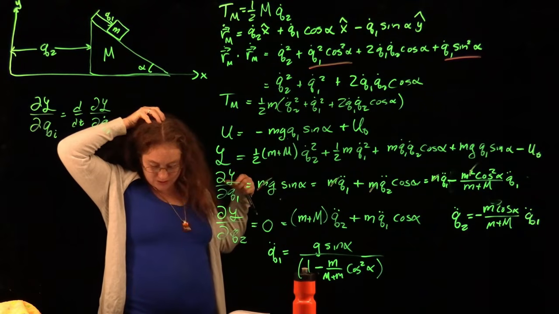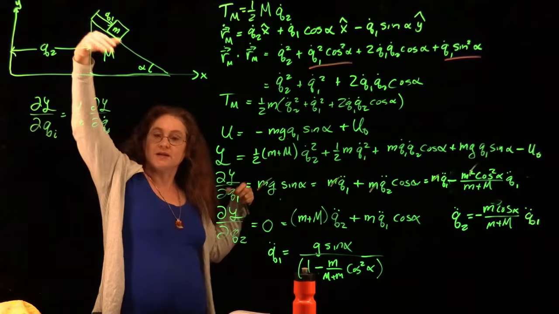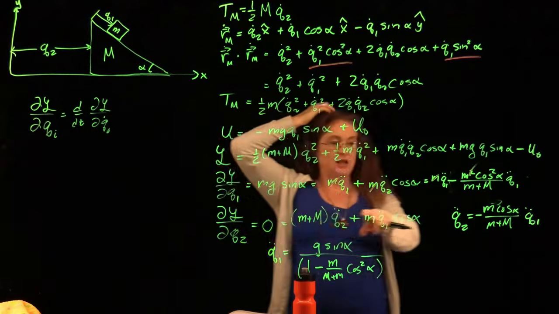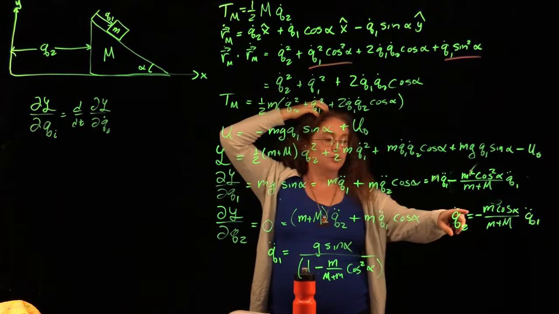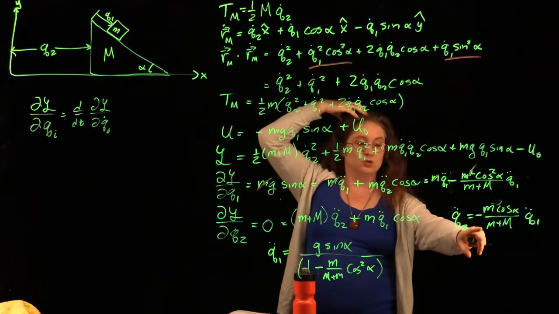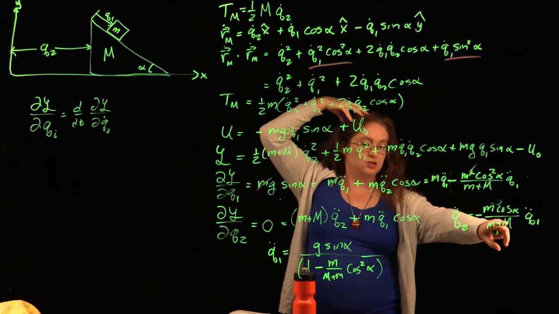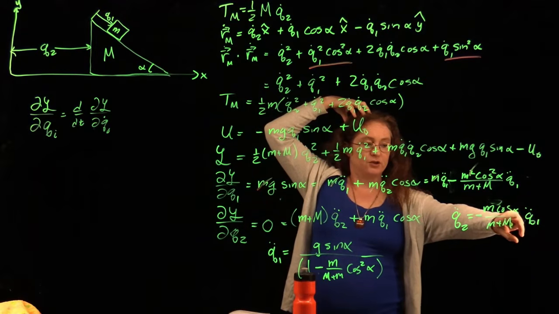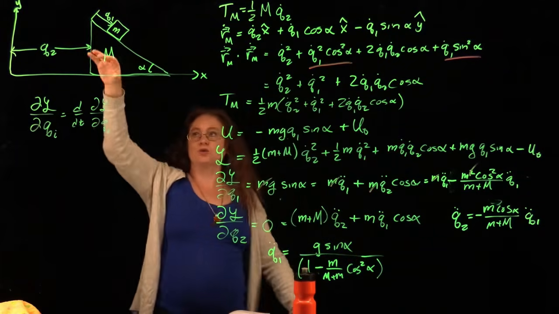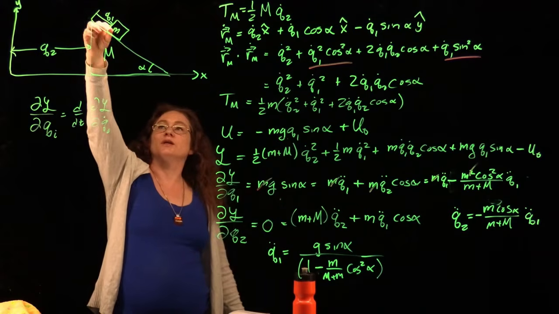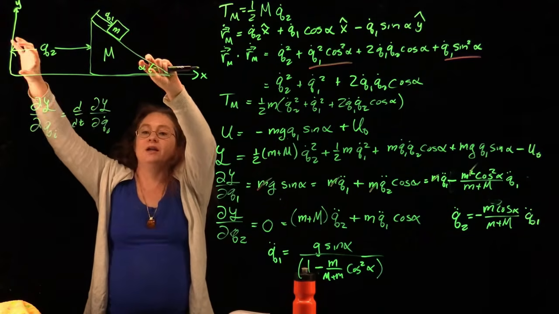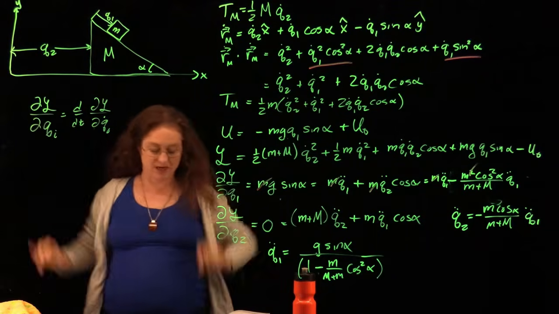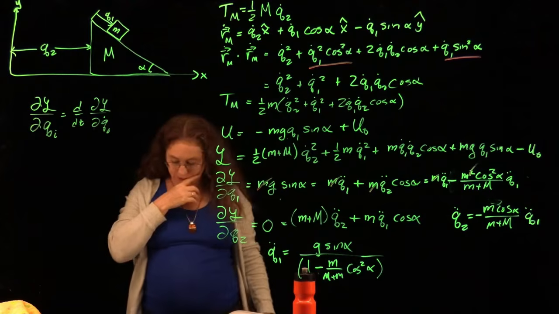When the mass is 0, the big mass is just pushed to the side. So here, and that one is actually left as a homework problem, but what you get is Q2 double dot is just negative cosine alpha Q1 double dot. So whatever this thing is doing, the block is just moving out of the way as the little mass slides down, and the mass is just free falling.